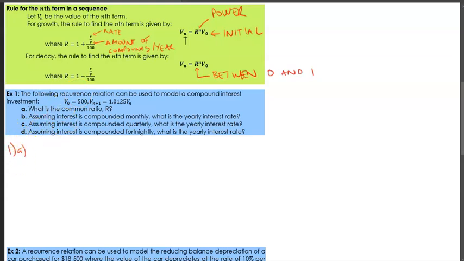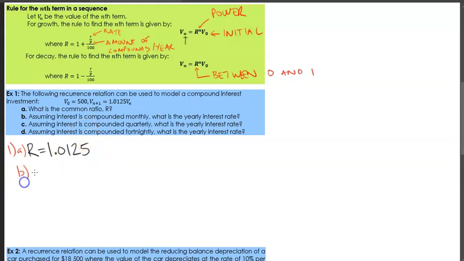Firstly, what is the common ratio? Now this one we know. The common ratio is very easy to find because it's always the R value that's in front of the v of n. So in this case, 1.0125 is your common ratio.